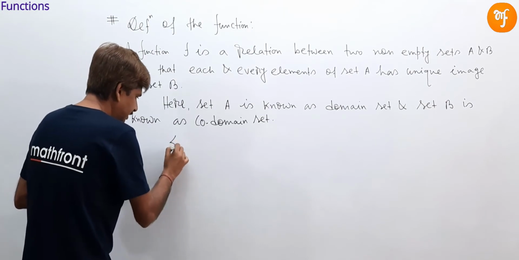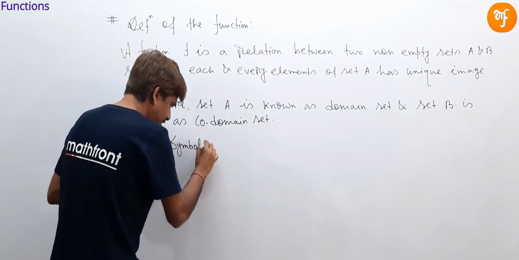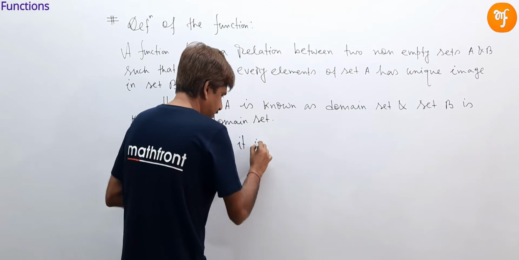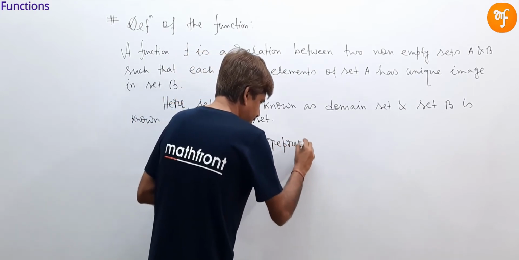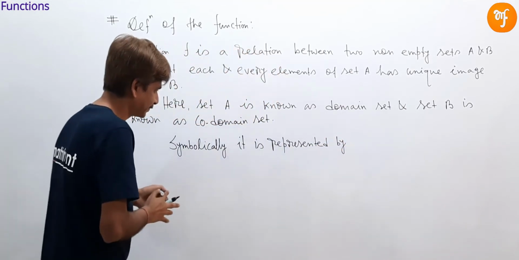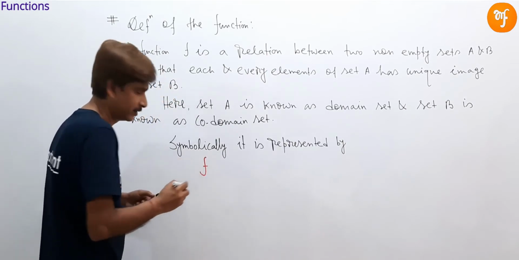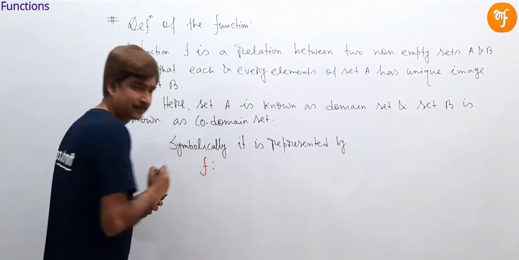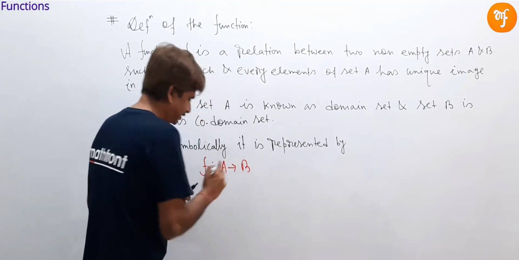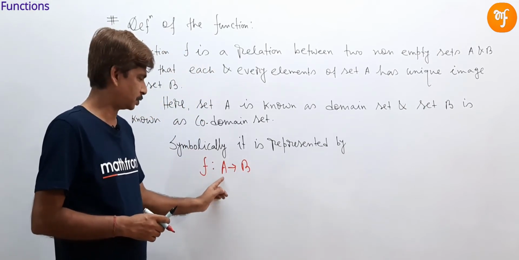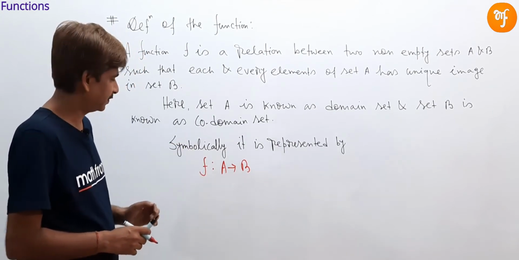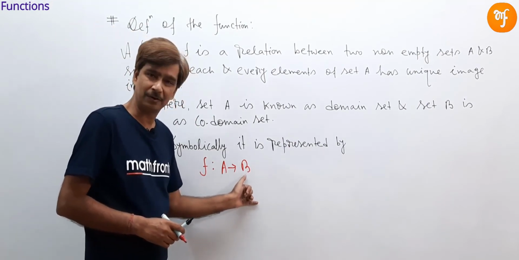So write down symbolically it is represented by like this. f is a function such that f from A to B. Okay, so f is a function from A to B, or f such that A to B. So this is the symbolical representation of the function. A is known as domain set and B is known as codomain set.